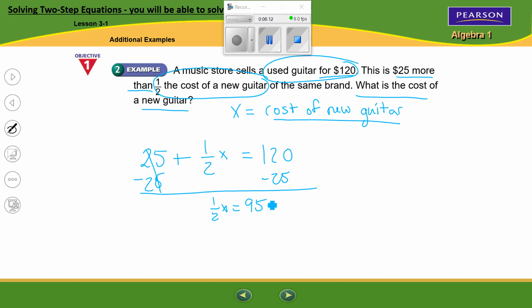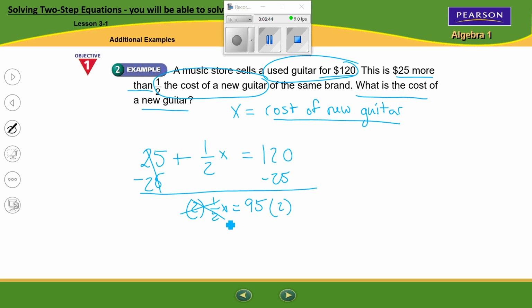95. Again, I ask myself, what's happening to X? It's being multiplied by 1/2, so I will multiply by 2. That's a little bit of a tricky one, because you think to yourself, well, the opposite of multiplying by 1/2 is dividing by 1/2. But if you remember back from reciprocals, dividing by a fraction is the same as multiplying by its reciprocal. So dividing by 1/2 is the same exact thing as multiplying by 2. So I can put a multiply by 2 here, and a multiply by 2 here.